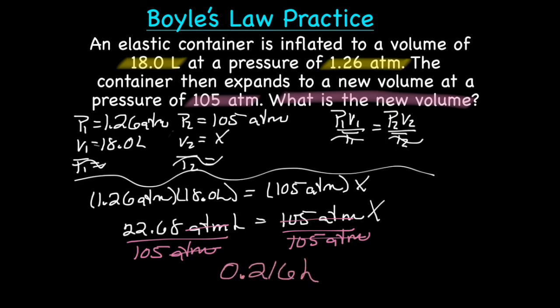And when I calculated that, I came up with 0.216 liters. Now, if you guys remember, we should go back and do our check to make sure. With Boyle's Law, pressure and volume are inversely related, which means if one increases, the other decreases, and vice versa. So let's see how we did here. So our pressure went from 1.26 to 105 atm, which means pressure increased. So volume then should decrease. So we went from 18 to 0.216, so that should be our answer.